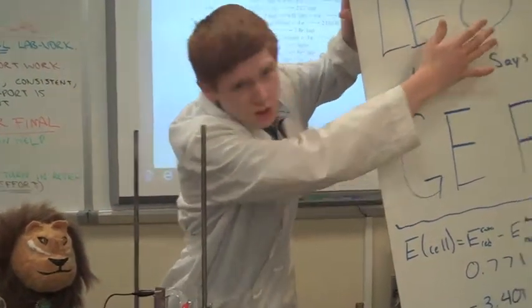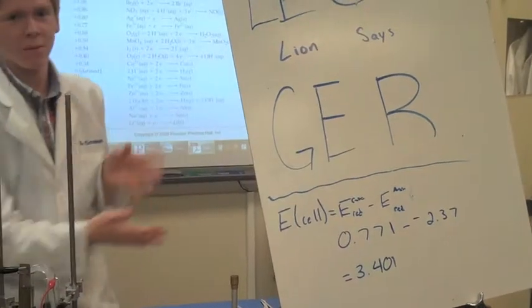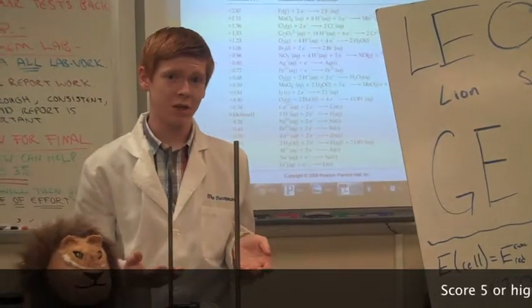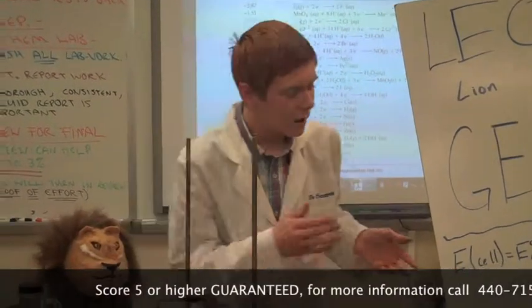So losing electrons is oxidation, and gaining electrons is reduction. If you remember this, you can get a 5 on the AP test. But if you don't remember this, then just don't write your name on the test, because you'll fail.